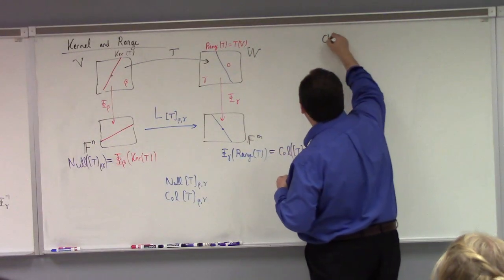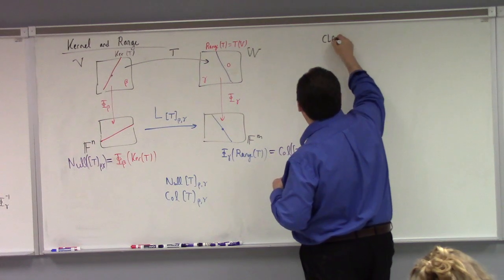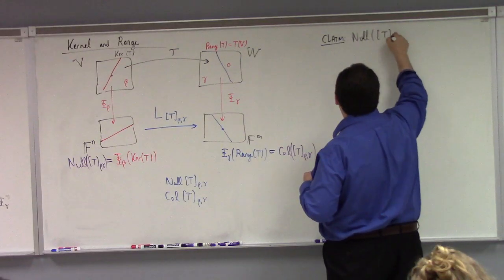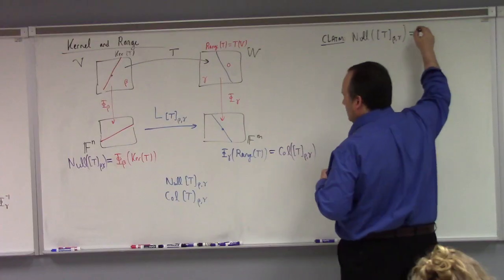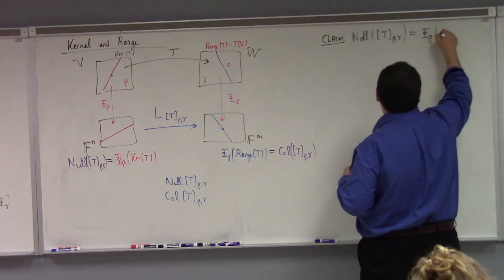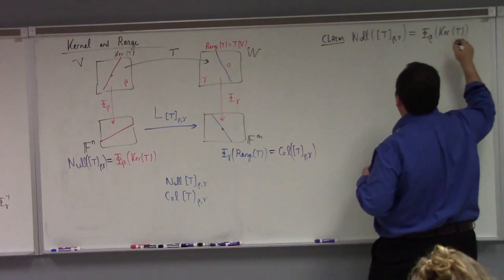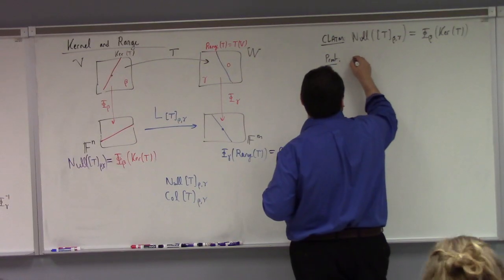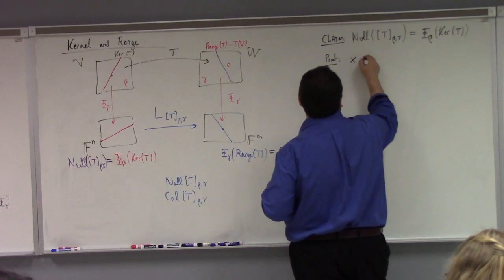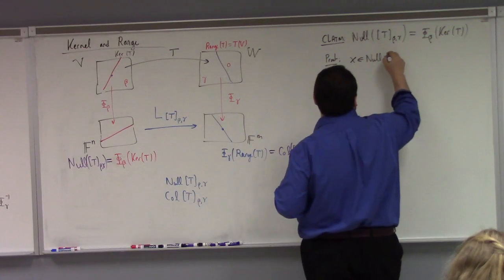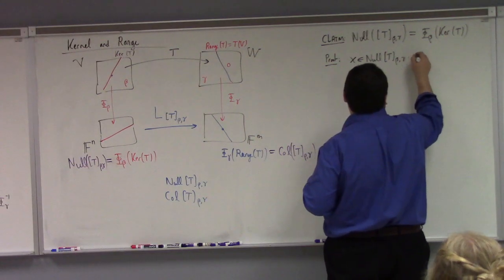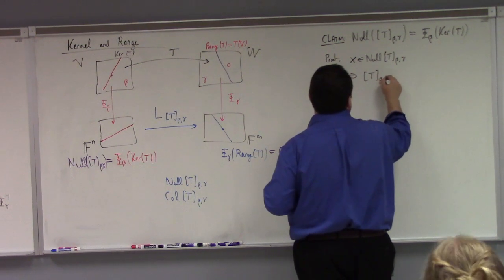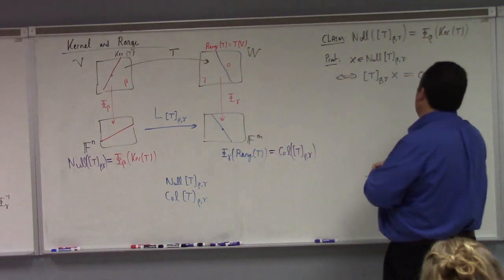All right, so claim: the null space of T_{β,γ} is equal to the image under φ_β of the kernel of T. Let's see here. X is an element of the null space of T_{β,γ} if and only if what? T_{β,γ} times x is equal to 0, right?